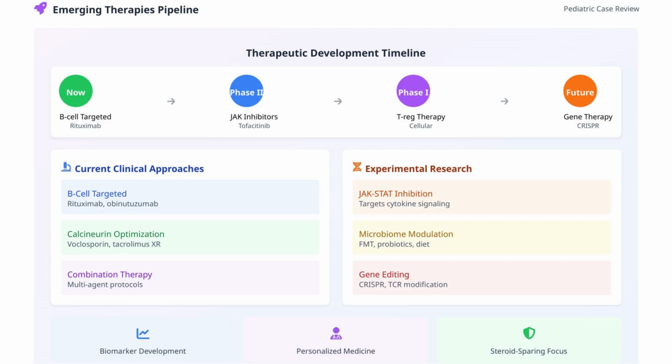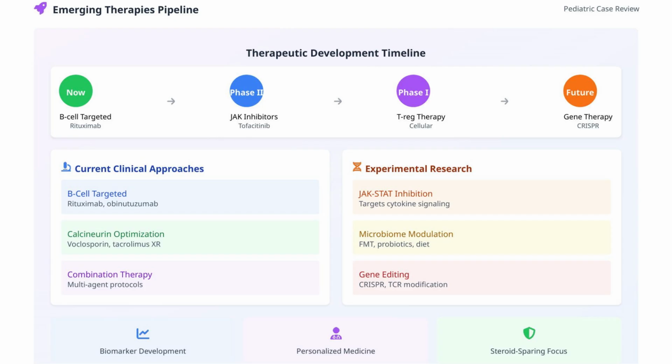This figure illustrates the pipeline of emerging therapies for pediatric autoimmune hepatitis. Current clinical approaches include B-cell targeted therapies like rituximab and anti-CD20. Regulatory T-cell modulation approaches are in early clinical trials. The JAK-STAT pathway inhibitors show promise in preclinical models.